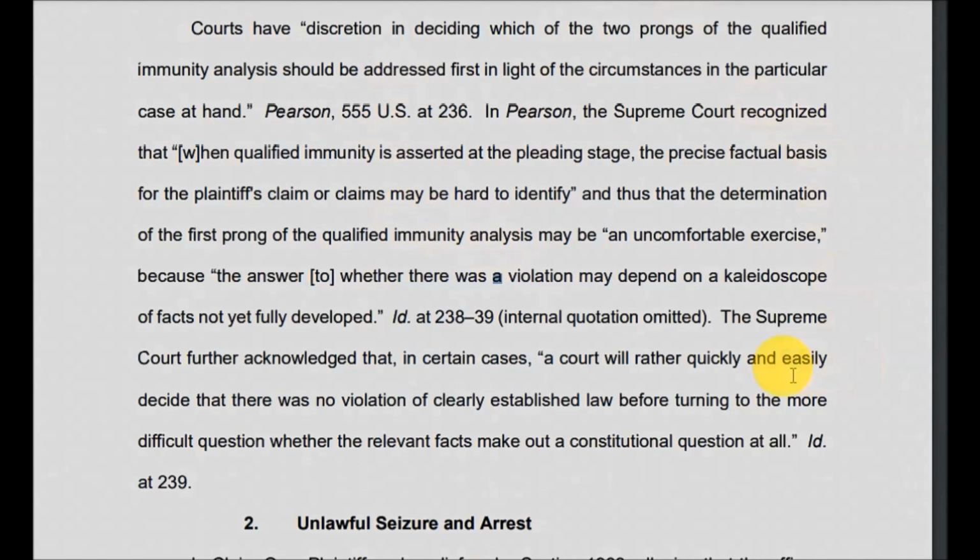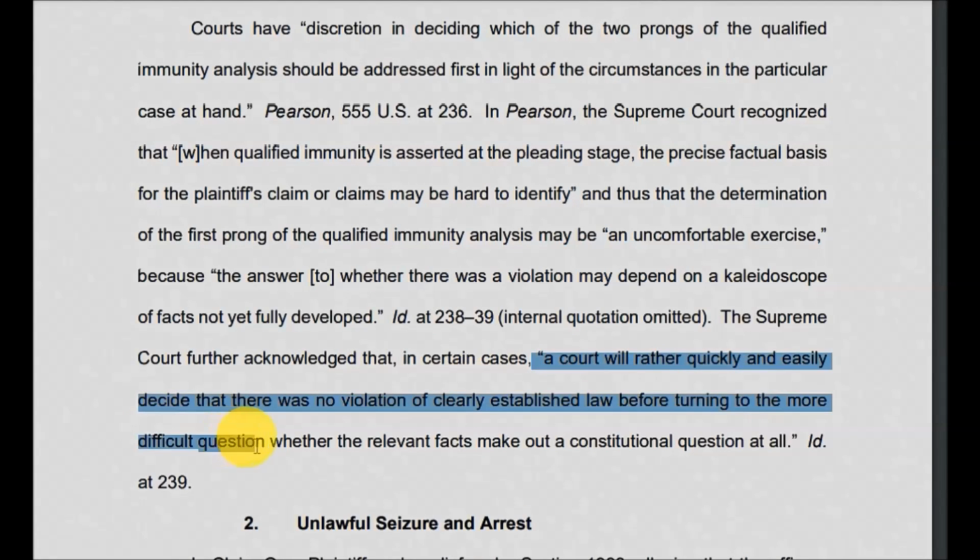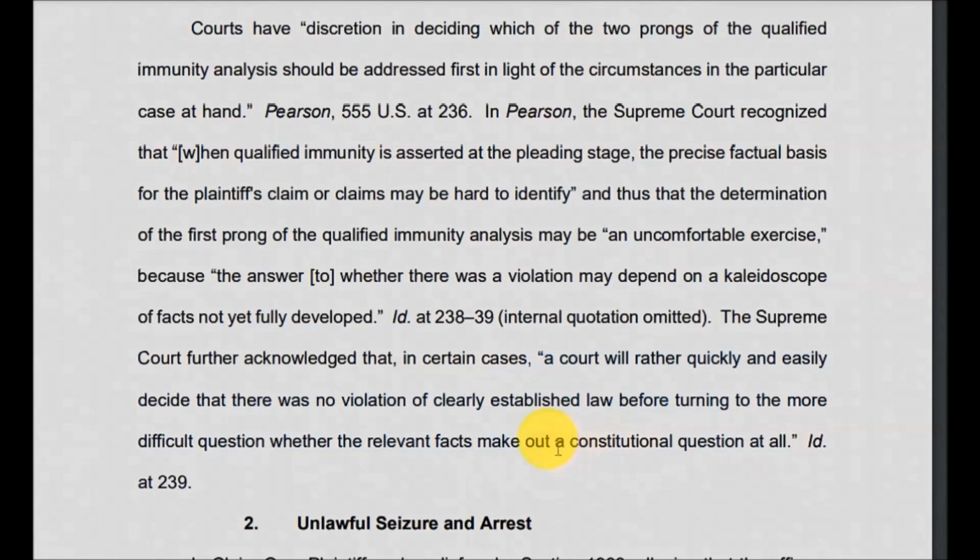You must know it. The Supreme Court further acknowledged that in certain cases, meaning they're being very specific to the circumstance of the case, which you must know, quote, a court will rather quickly and easily decide that there was no violation of clearly established law before turning to the more difficult question, whether the relevant facts make out a constitutional question at all. There's this thing called a constitutional question when it comes to invoking federal jurisdiction, meaning there's a damage that occurred and there's a question of whether the Constitution has been violated or not. And they're saying if qualified immunity is invoked by the one you're suing, they are quick to first decide whether there was a violation or not before they even ask, was the Constitution involved?